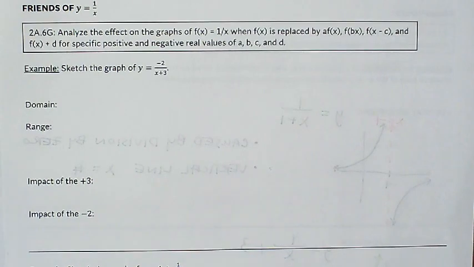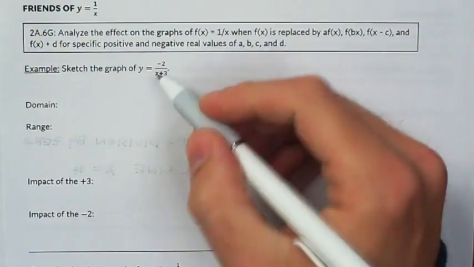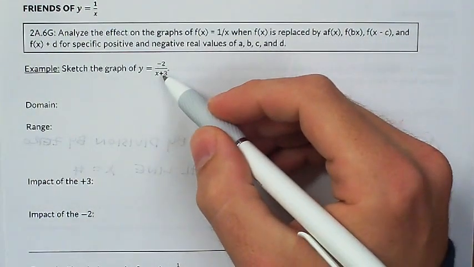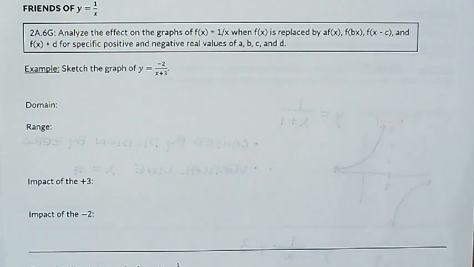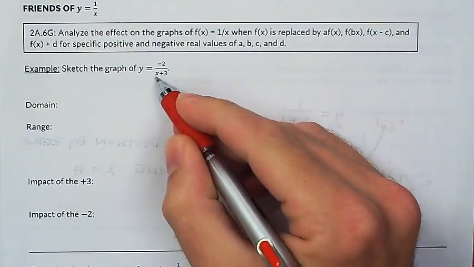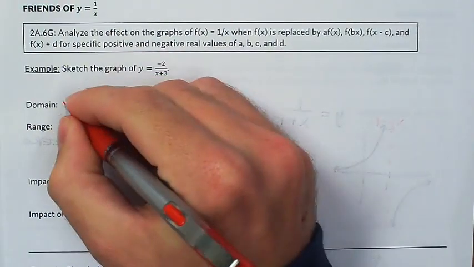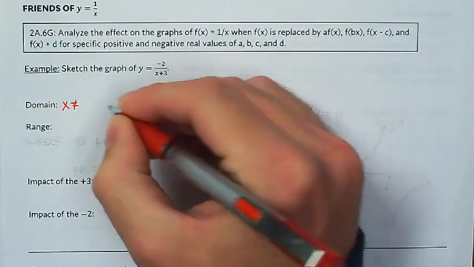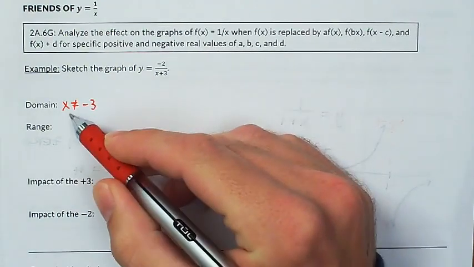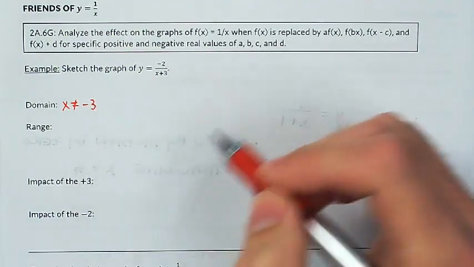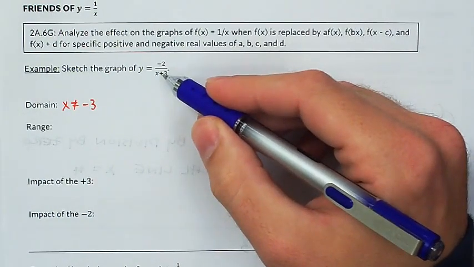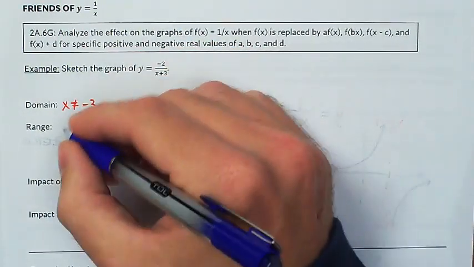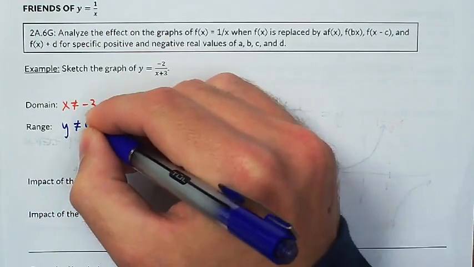All right, now we're going to sketch some friends of 1 over x, with more than one thing going on. So I've got this x plus 3, which we saw is going to move this to the left by 3. But we've also got a -2 here. So with the domain, we're going to grab the denominator, say that can't equal 0, so that will be x is not equal to -3. That'll mean I have a vertical asymptote at x equals -3. And the range, well, -2 divided by some number, that could be anything except for 0. So I'm going to say y is not equal to 0.